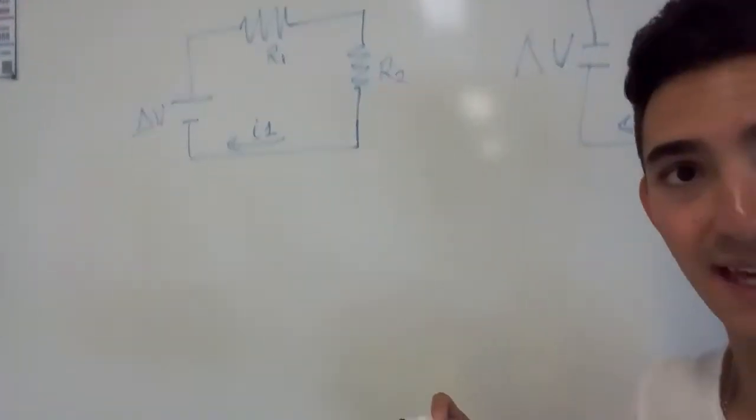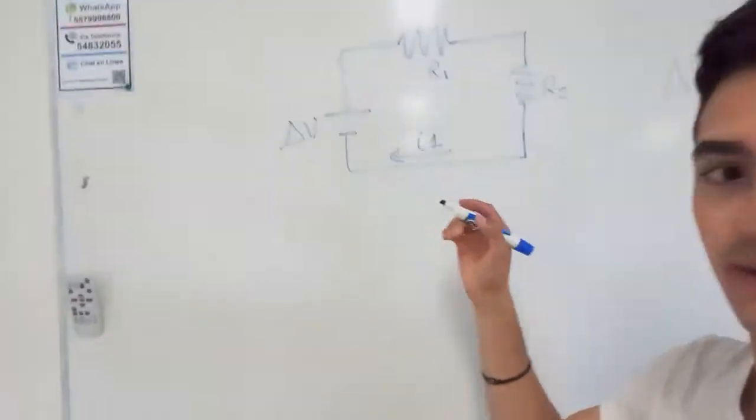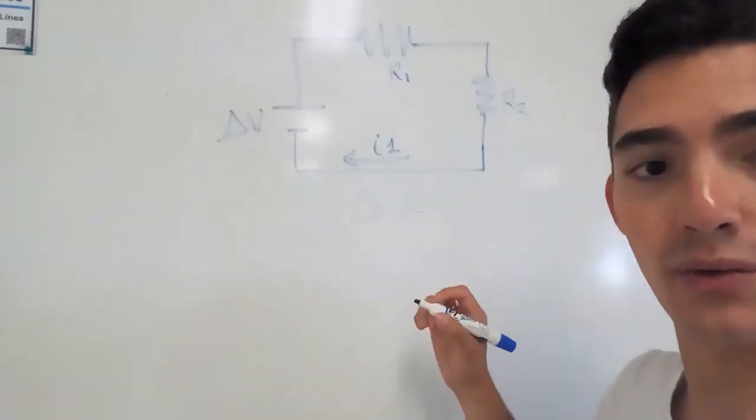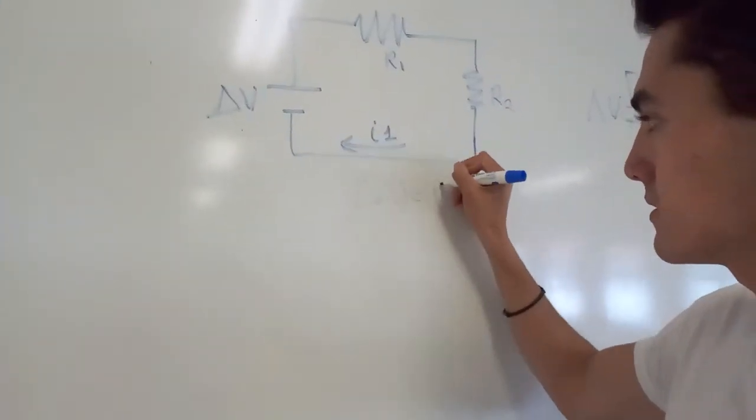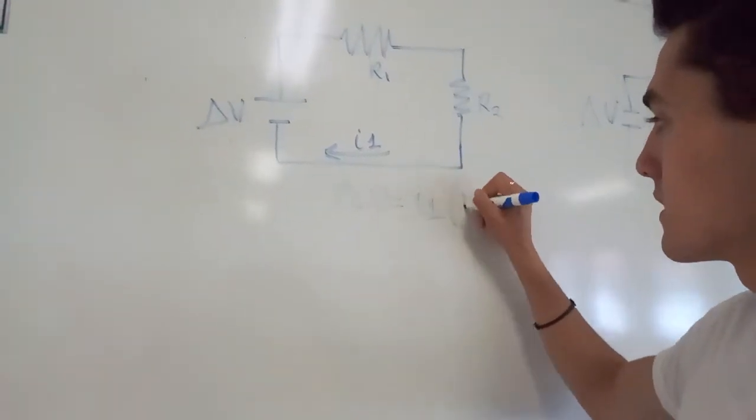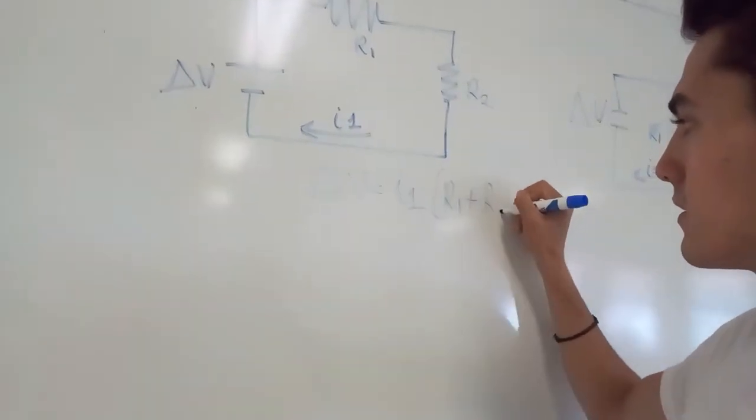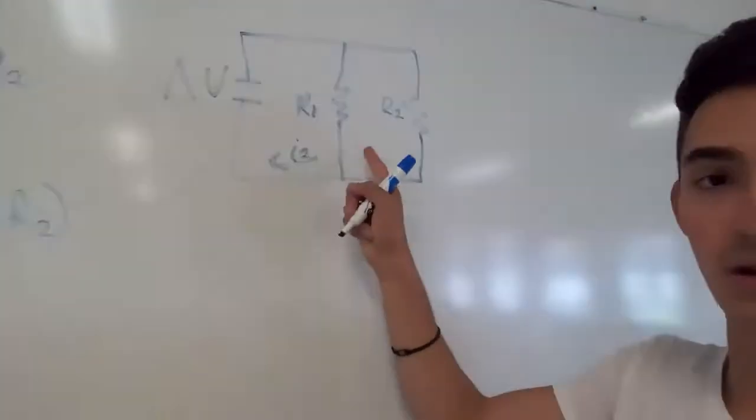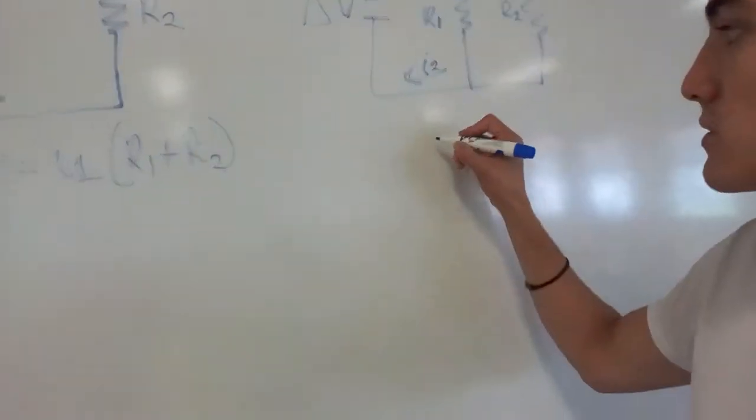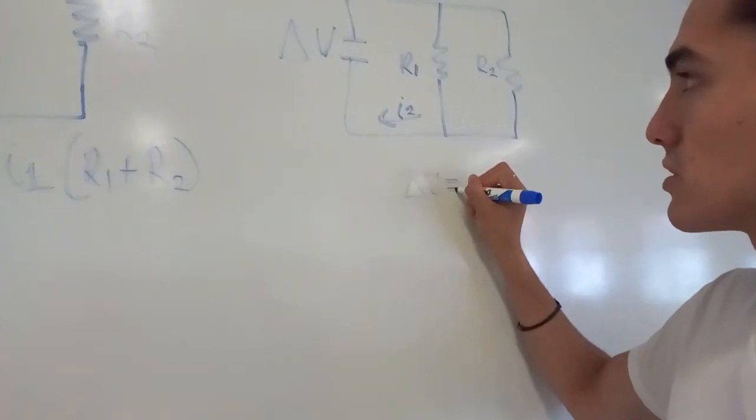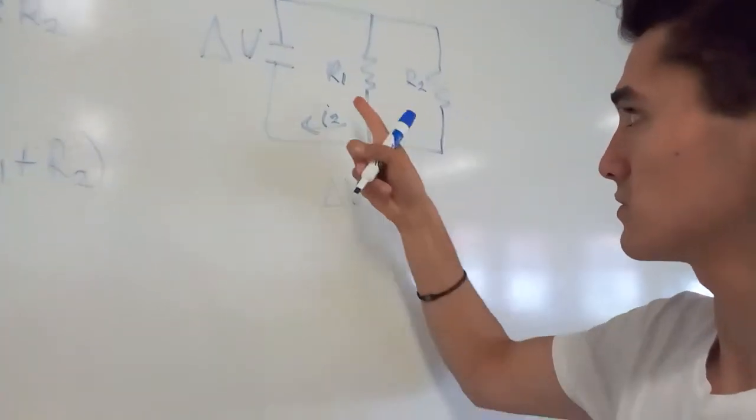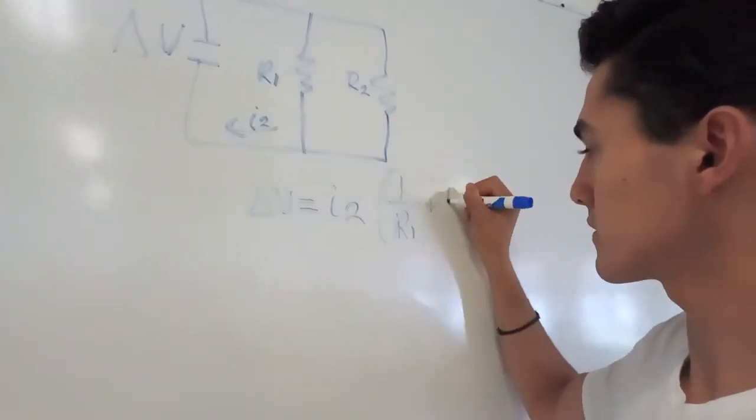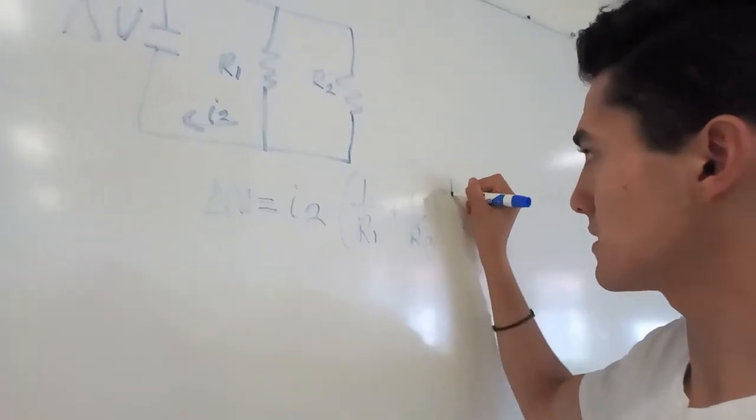So here we can determine that as they are in series, our difference of voltage will be equal to the current 1 times the sum of our resistances. But here, as they are in parallel, they have to be in the inverse. So the difference in the voltage is equal to the current 2 times 1 over R1 plus 1 over R2, and this the inverse, okay?